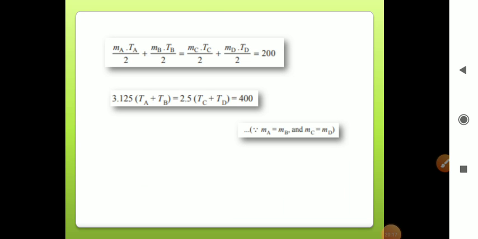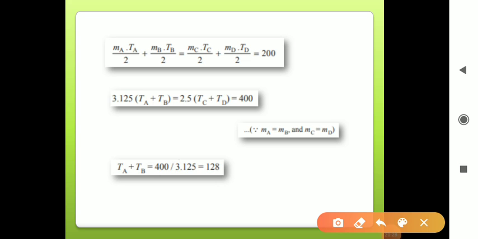Now see here, we can write MA is equal to MB and MC is equal to MD. Now for TA and TB, we can take the first value, 3.125 into bracket TA plus TB is equal to 400, and the second equation will be 2.5 into TC plus TD is equal to 400. So we directly take TA plus TB is equal to 400 divided by 3.125. So what we got here is 128. This is TA plus TB.